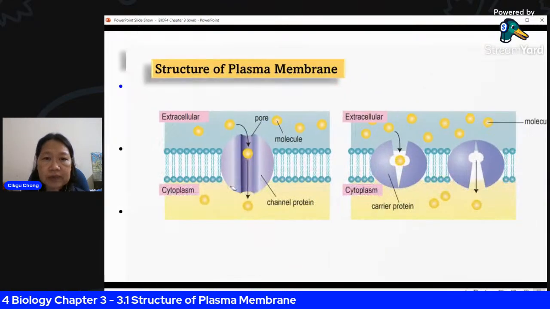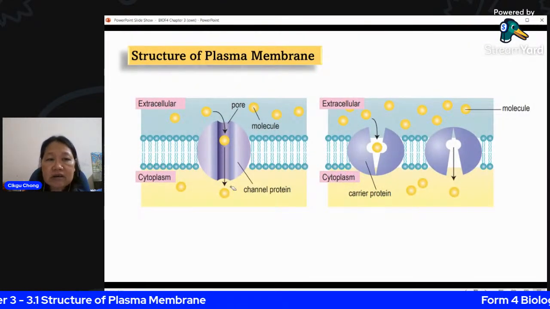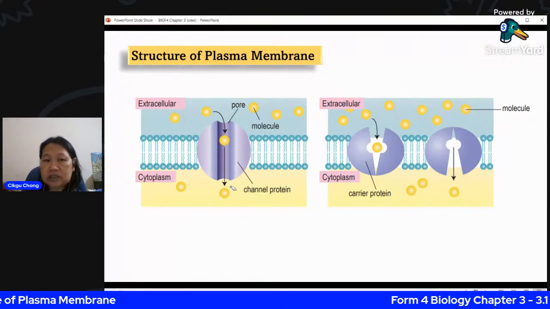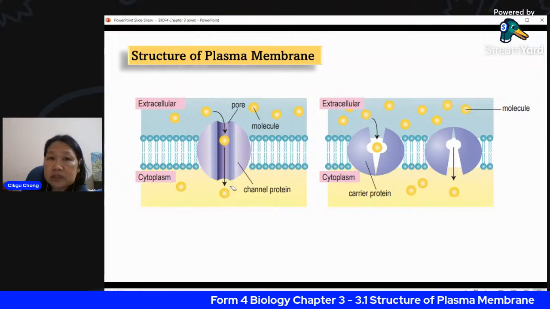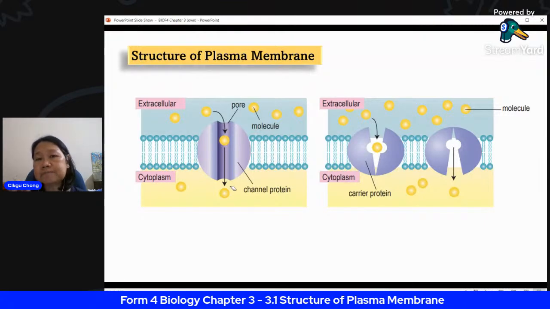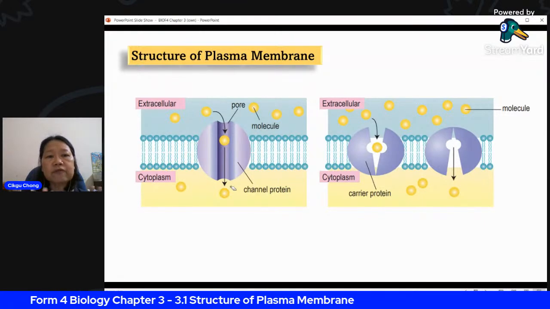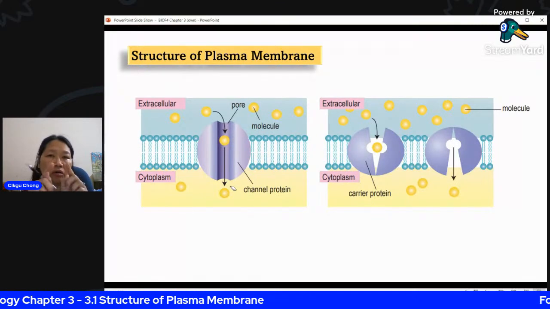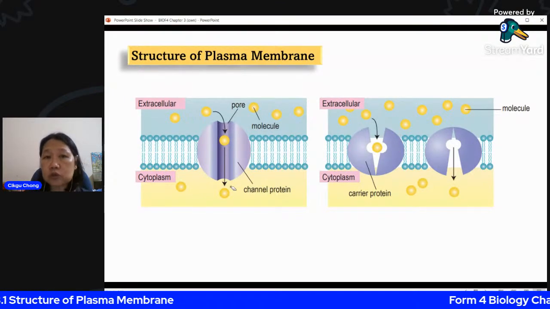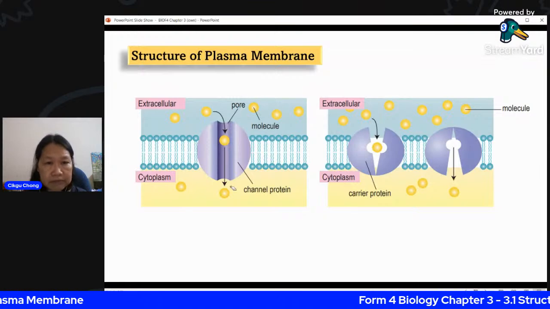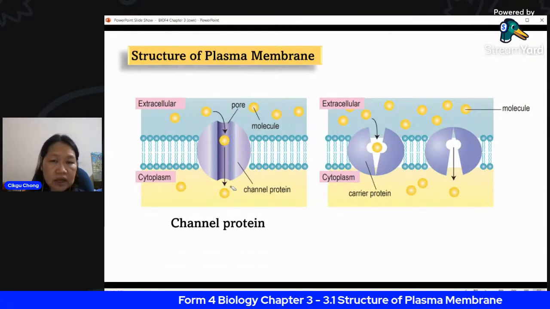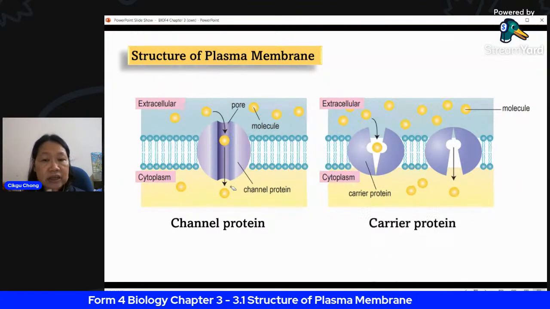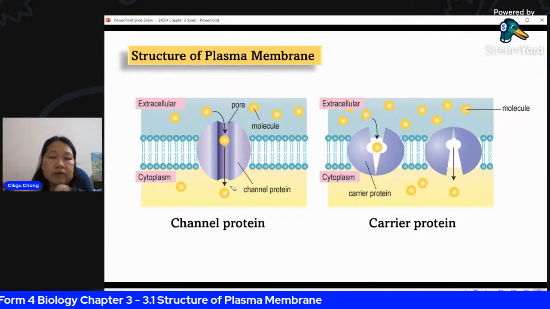Now next one. Here is how you recognize, if there is ever a question that requires you to label which is the channel protein and which is the carrier protein: look for the one which is open. The pore is always open. If the pore is always open, that one must be the channel protein or pore protein. And then the other one, the carrier protein, the shape will be able to change.